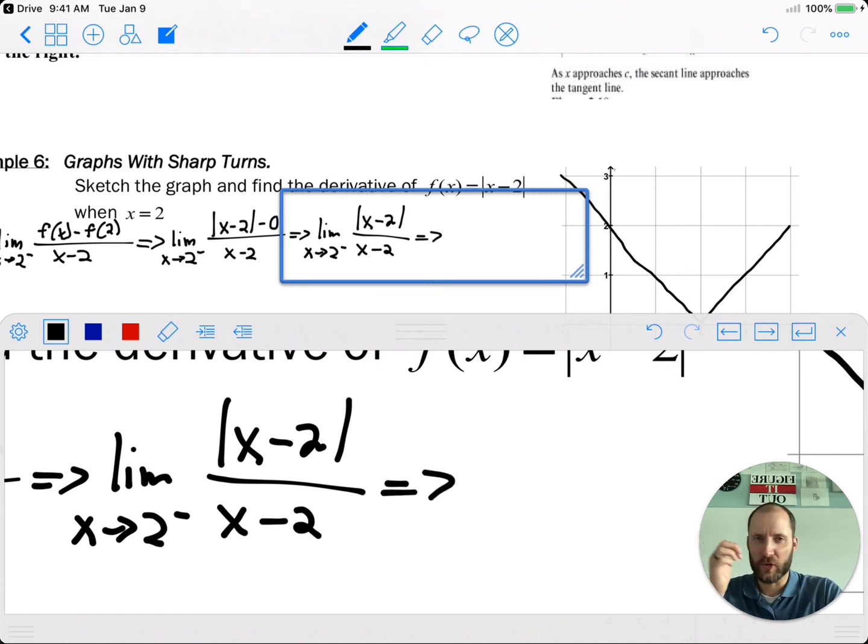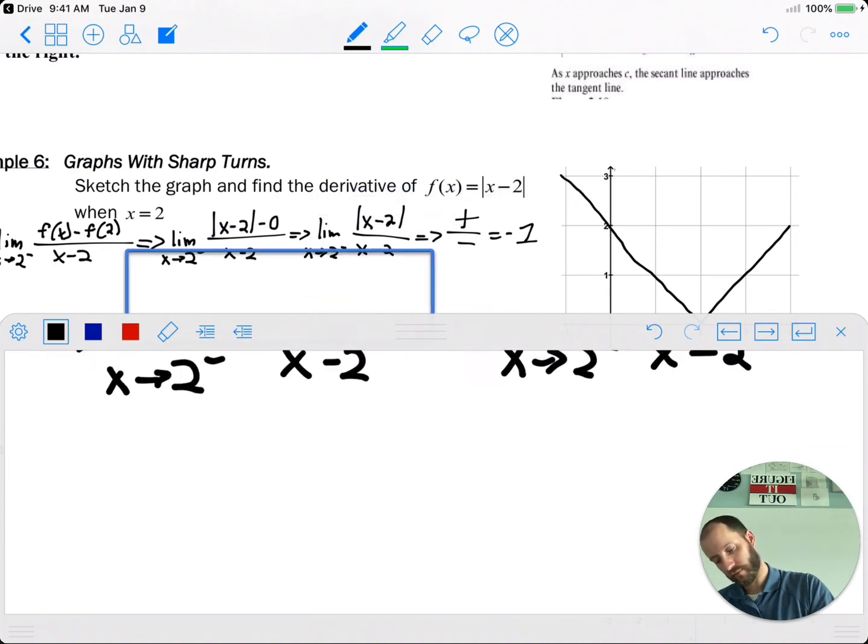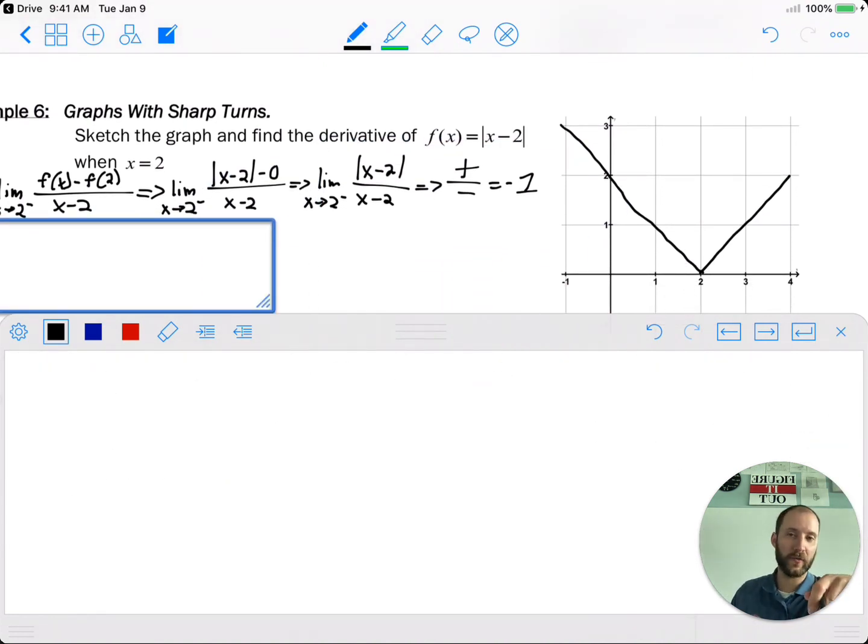Absolute values, by definition, are always positive. In the denominator, you're doing x minus 2 as x approaches 2 from the left, so the number is smaller than 2: 1 minus 2, 0 minus 2, negative 1 minus 2. The denominator is always negative. So you have something over itself, but the top is positive and the bottom is negative, so you're going to have negative 1.